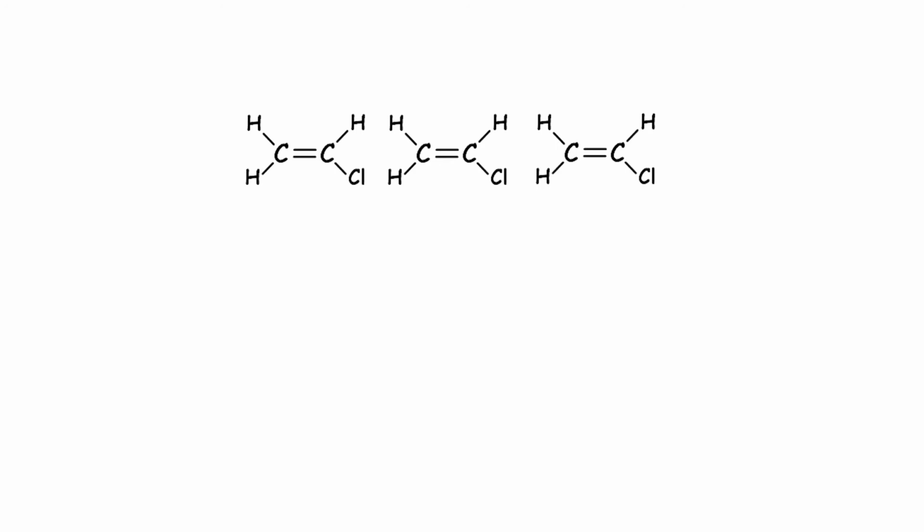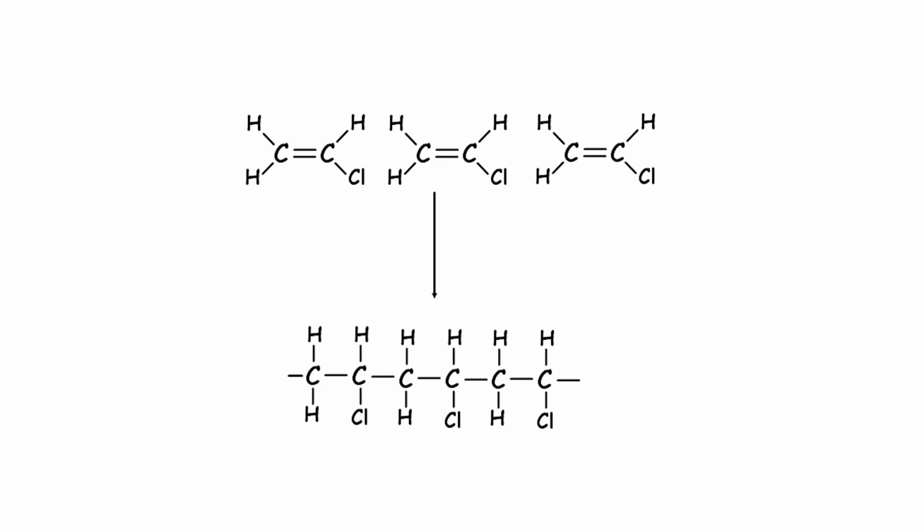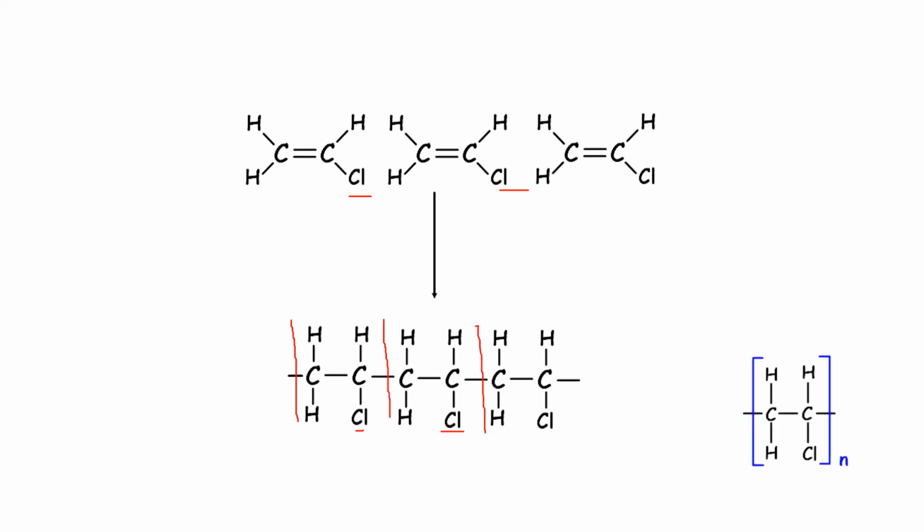The double bonds will open up and these 3 monomers will add on to each other. The polymer unit itself has 6 carbons in it. You can see here that the chlorine is going to be on every second carbon. And then for the repeating unit itself, this has been repeated. So that was how you draw the repeating unit.